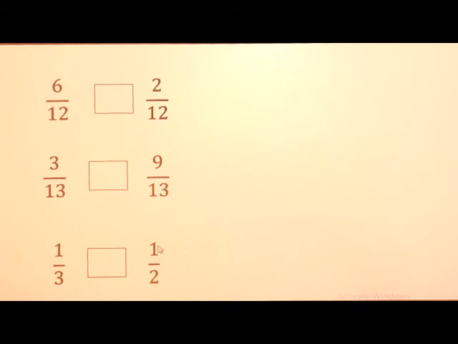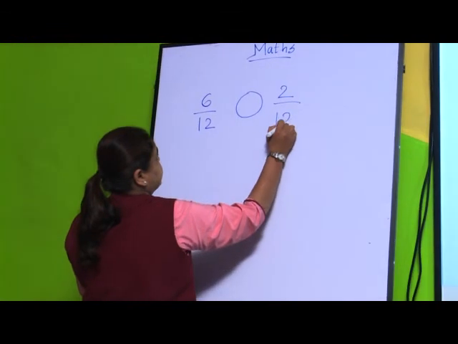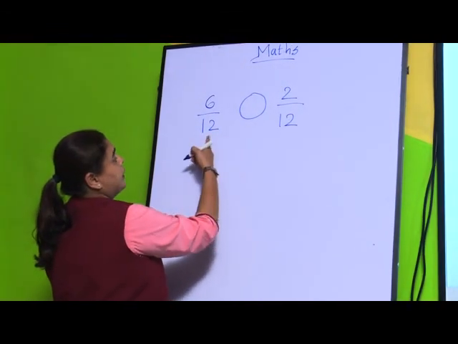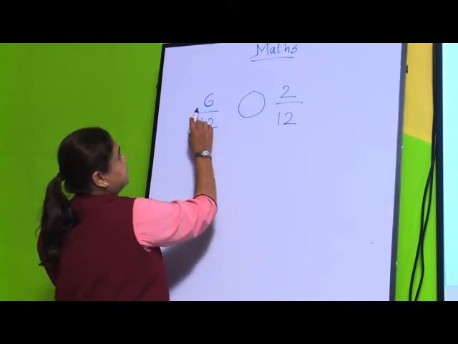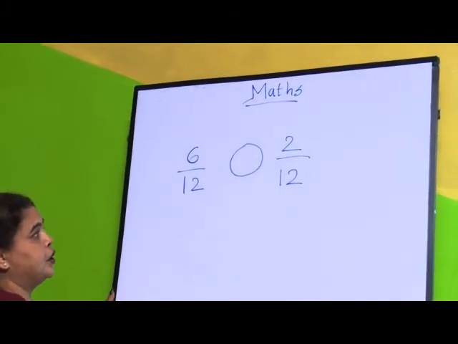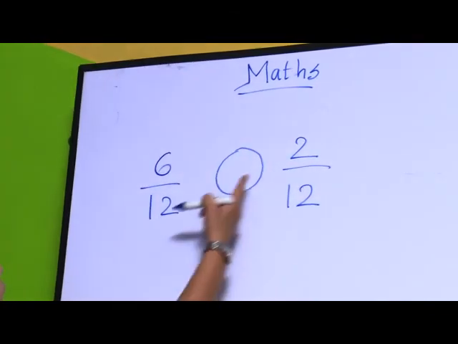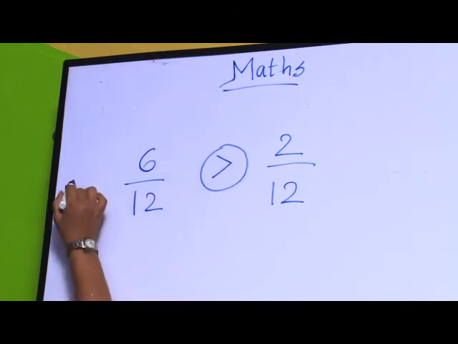So, what we have to use? Already I had told in the previous sum, one by one we will try to solve here. So, 6 upon 12 and what we are doing is we are comparing the fractions. Here both the denominators are same. So, you can find out by seeing the numerator, which number is greater, that fraction will be greater. So, 6 upon 12 and 2 upon 12, which will be greater? 6 is greater than 2, so this fraction is greater.